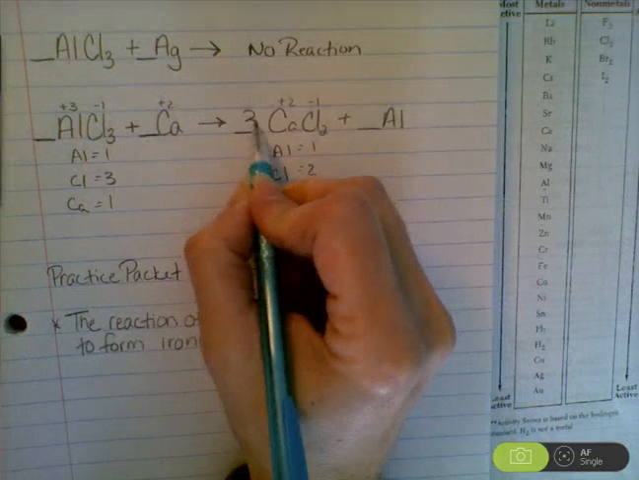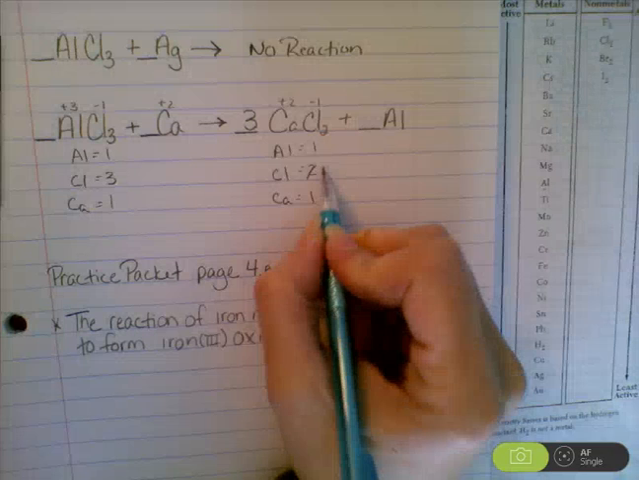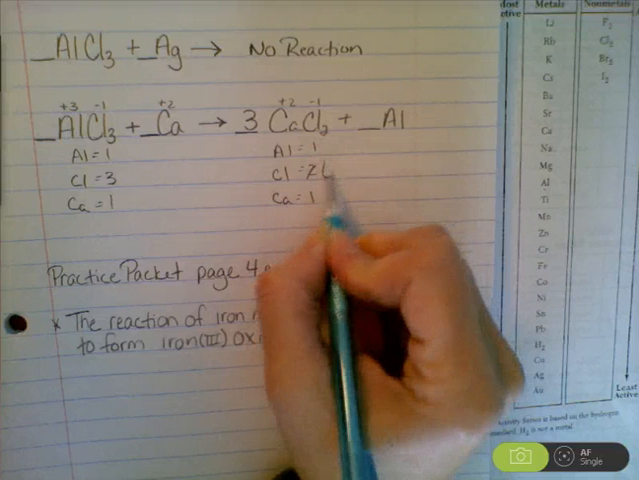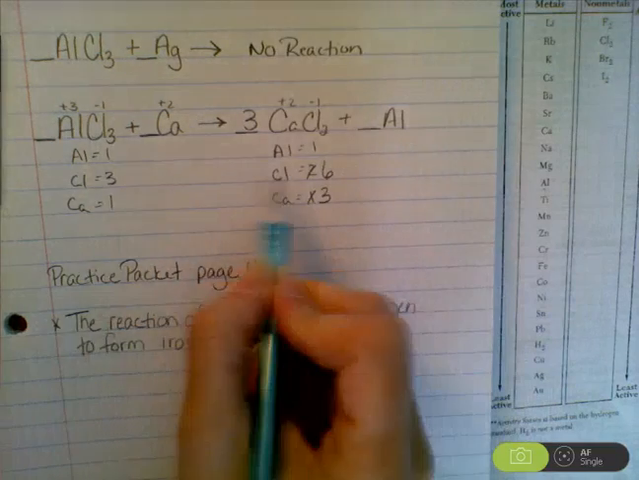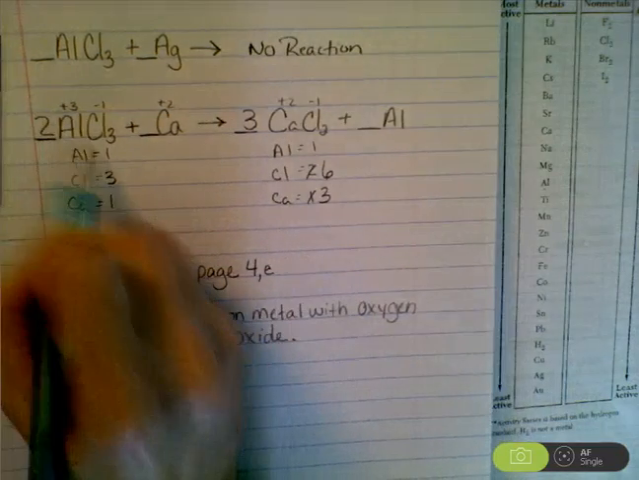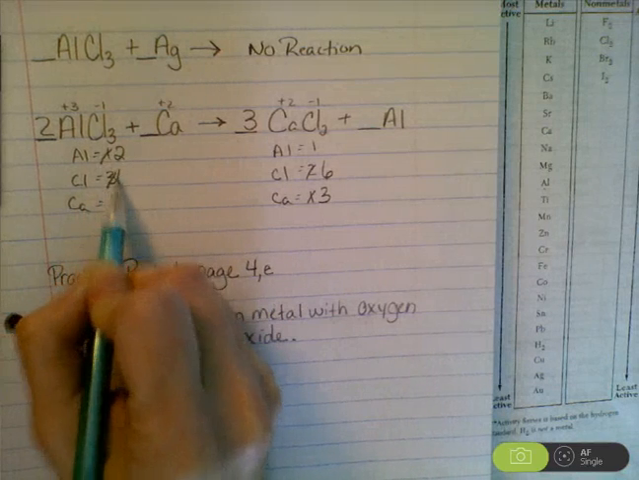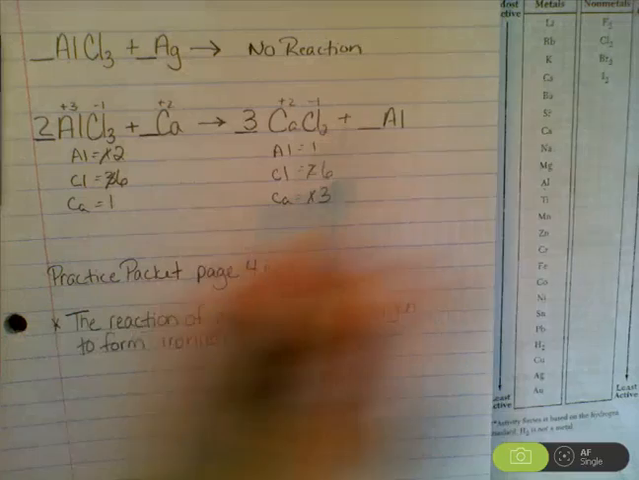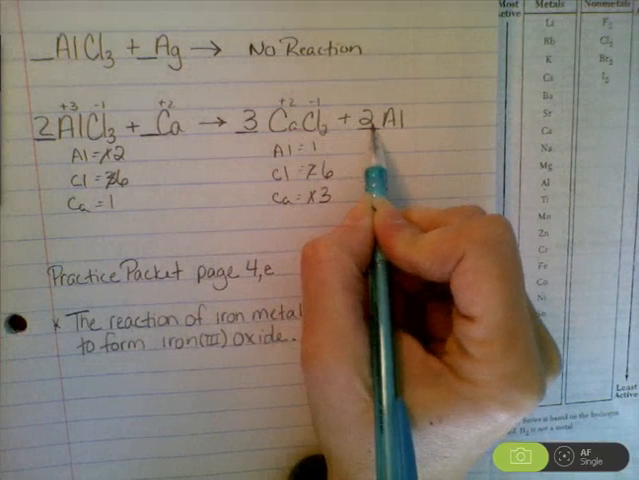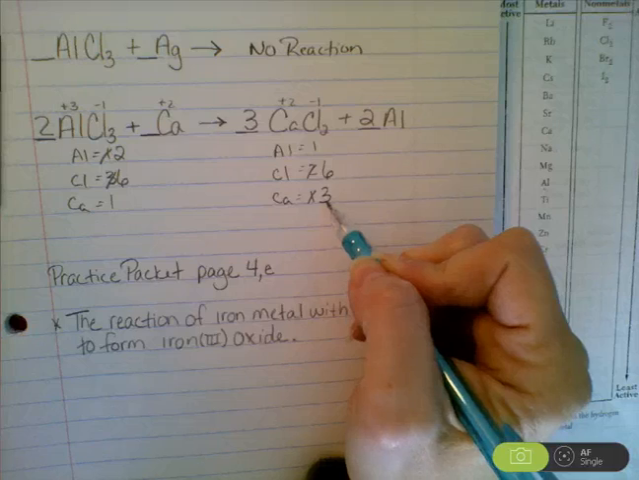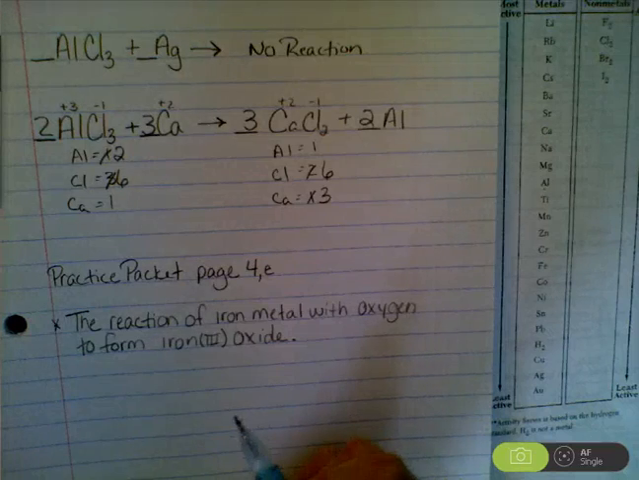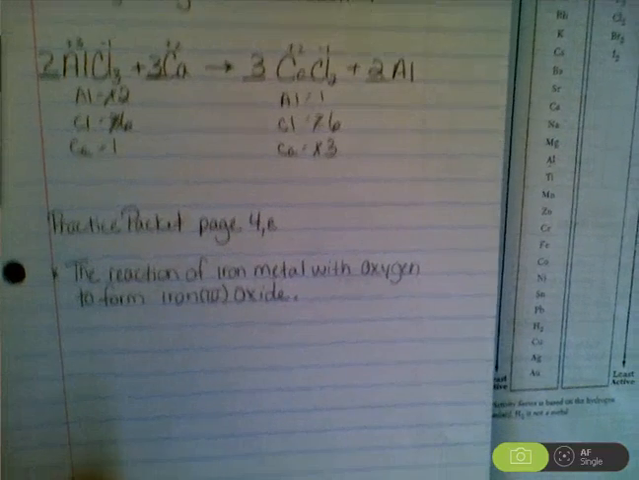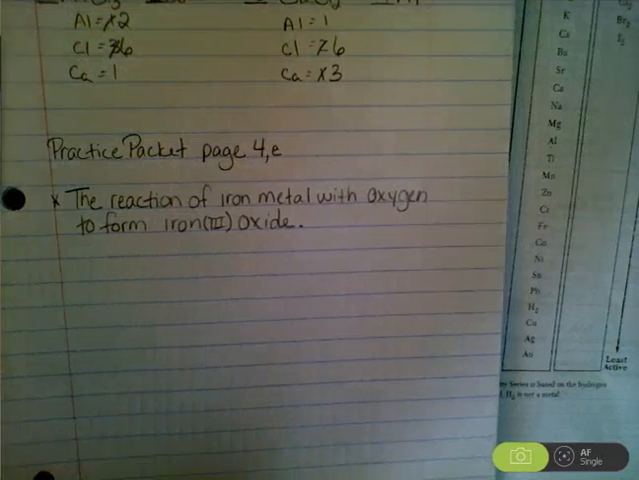So if I place a 3 here, that changes chlorine to, what, 2 times 3 is 6, and calcium to 3, which then changes, well, we need to put a 2 here, making it 2 aluminums, 6 chlorines. So aluminums are not equal, so I need to put 2 on my product side, and then to balance out calcium, I need to put a 3 on the reactant side. Now I am balanced.